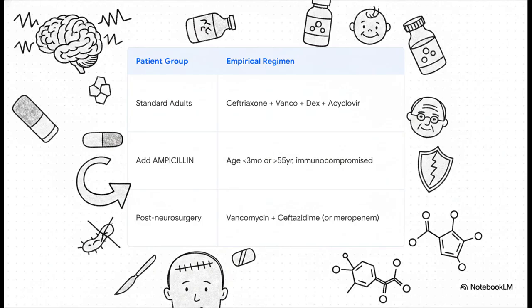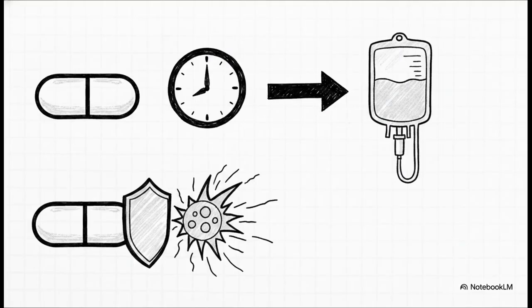Let's talk about the dexamethasone component for a second, because the timing of it is a highly tested concept. You have to remember it must be given 20 minutes before your antibiotics, or at least concurrently. Why? Because you need to effectively inhibit that TNF-alpha production at the mRNA level before the antibiotics lyse the bacteria and trigger that massive inflammatory cascade we talked about earlier.